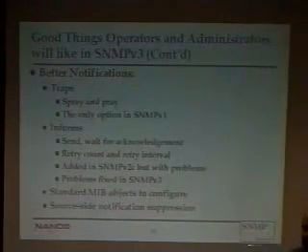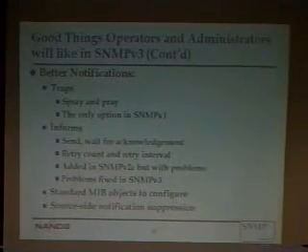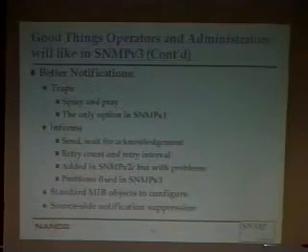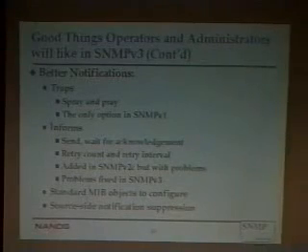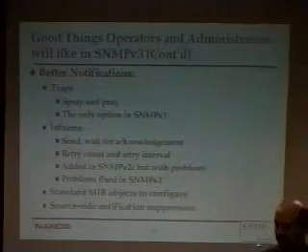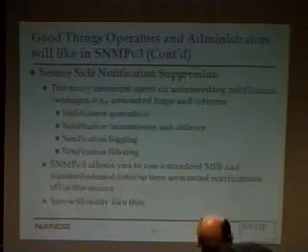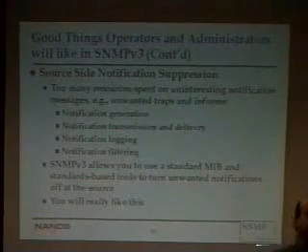But once the retry count is exhausted, we give up. So this inform operator was added in SNMP version 2C, but it had a few problems when we added it there. It wasn't done quite right, but those problems were fixed in SNMP version 3. There are now standard MIB objects to configure both the destinations and these retry parameters. And there's also source-side notification suppression.